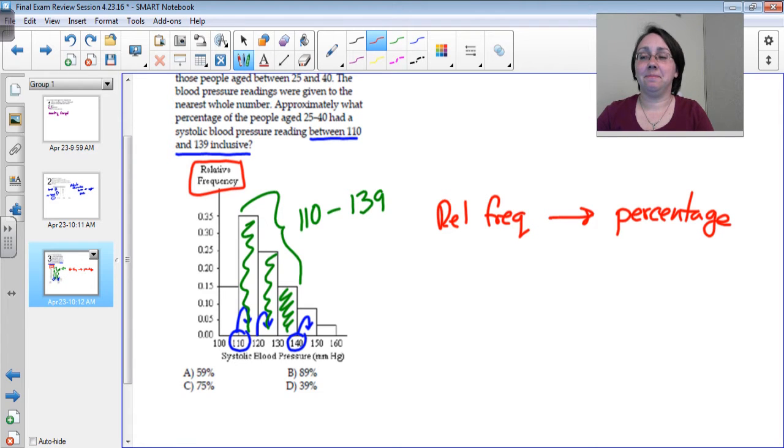I think you subtract something. Nope. You move the decimal. You just multiply by 100. That's it. Relative frequencies are the fraction, or the decimal. You just multiply by 100 to turn it into a percentage. So, we have relative frequencies.